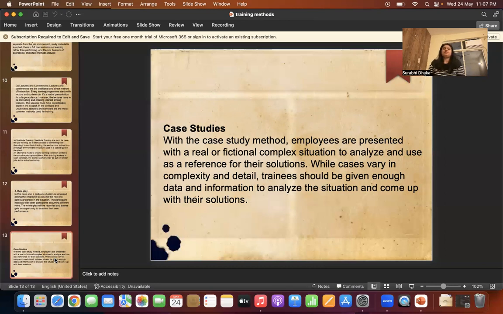So, we have done the methods of training, as there are two methods of training. One is your on-the-job training method and another is your off-the-job training method. So it's all about today's session.